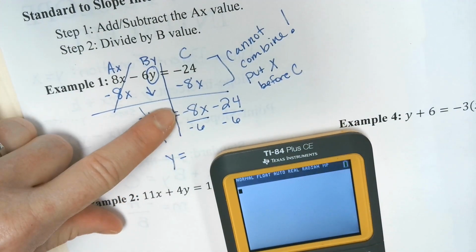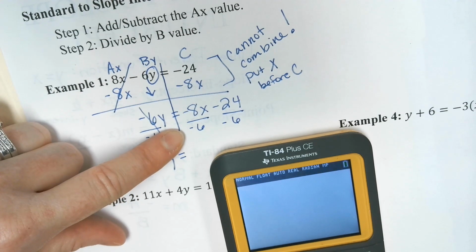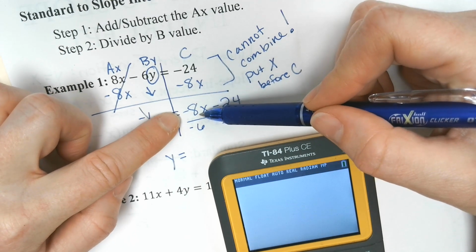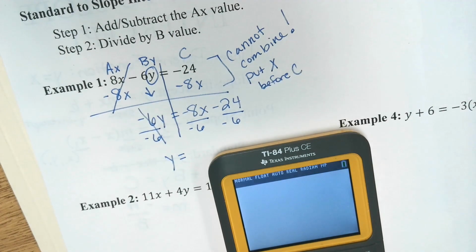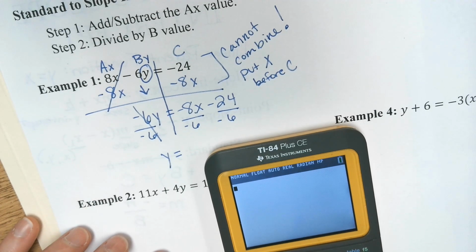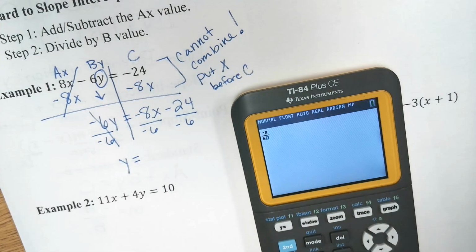I want to reduce this negative 8 over 6. I can put that in the calculator. So get your calculator. We're going to reduce this fraction. If you don't have a calculator, go grab one right now. So to get to the fraction, it's alpha y equals negative 8 over 6, because I just want to reduce it.